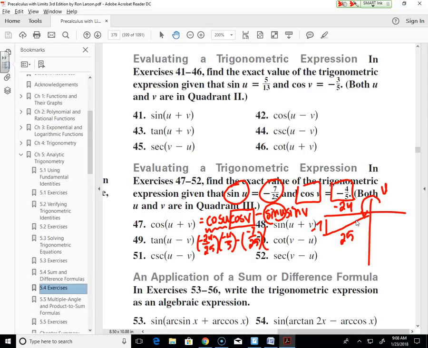Sine of v. So I need to now make a triangle for v's angle instead, which you could do in the same place, but it's going to get kind of messy up here. So let me just do a different triangle, still in quadrant, because they told me that.